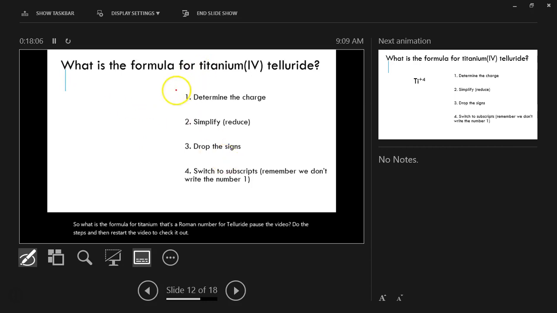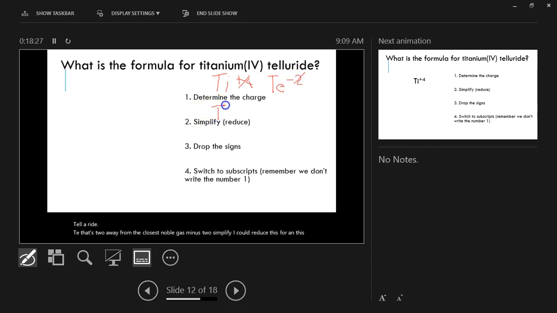Okay, first step, symbols and charges. So symbol Ti with a +4. Telluride, Te, that's 2 away from the closest noble gas, -2. Simplify. I could reduce this 4 and this 2. Then my numbers end up being a 2 and a 1.